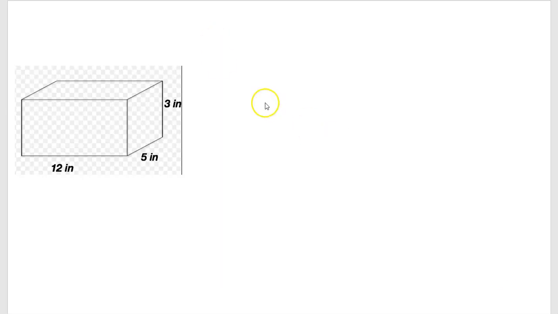Area of the base. The base is a rectangle. So we've got the rectangle's length times width, and then the height, area of the base times the height. So in this case, it's 12 times 5 times 3. Take that, we type into a calculator, 12 times 5 times 3, we get 180.